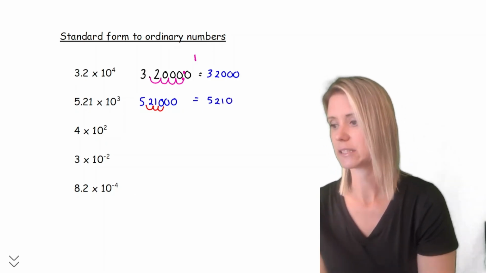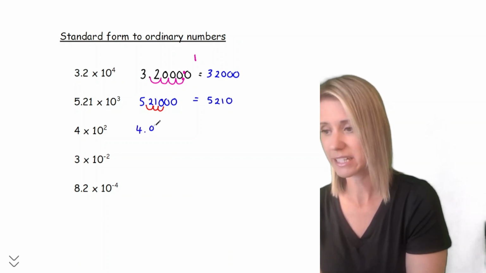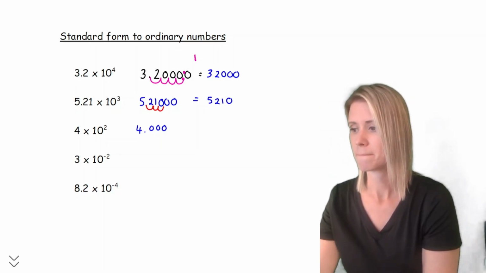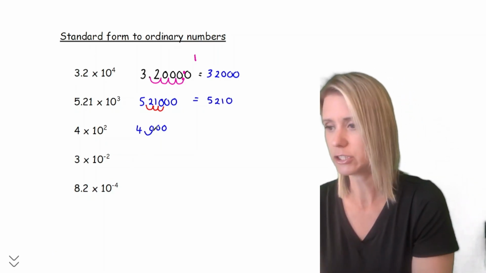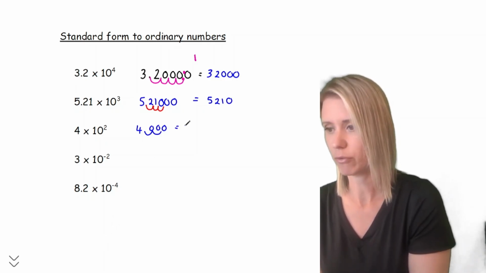4 times 10 squared. Now the number 4 is just 4.000. The decimal point is currently directly after the 4. These numbers need to get 100 times bigger. We're multiplying it by 100, so 10 squared moves it to there, and it's going to be 400.